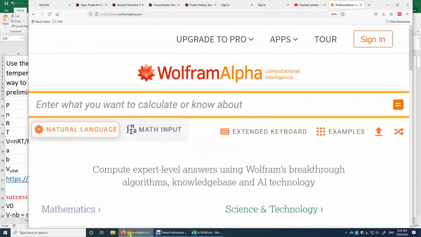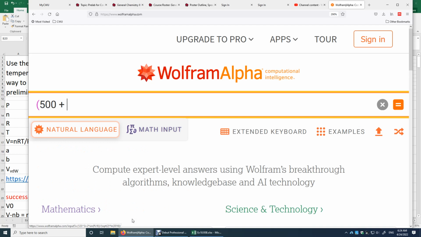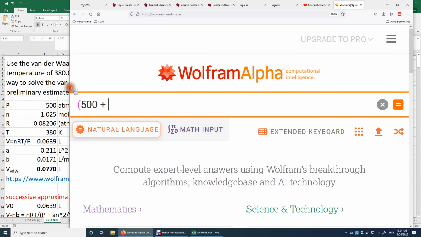All right, Wolfram Alpha. So I need P. P is 500, plus a n squared over V squared. I do need to see the values of everything. So a is 0.211, it's right here, 0.211 times n squared, 1.025 squared over V squared. This is a variable, so that's the corrected pressure, and then times the corrected volume, V minus n times b, it's 1.025 times b. The value of b is 0.0171. Just copy everything there. Equals nRT.